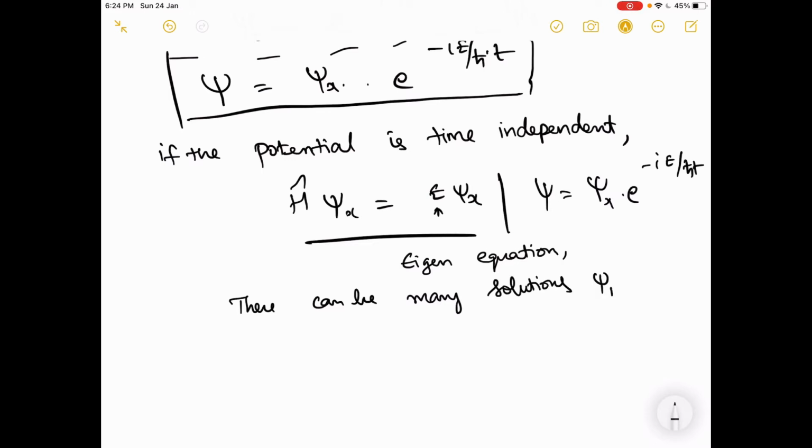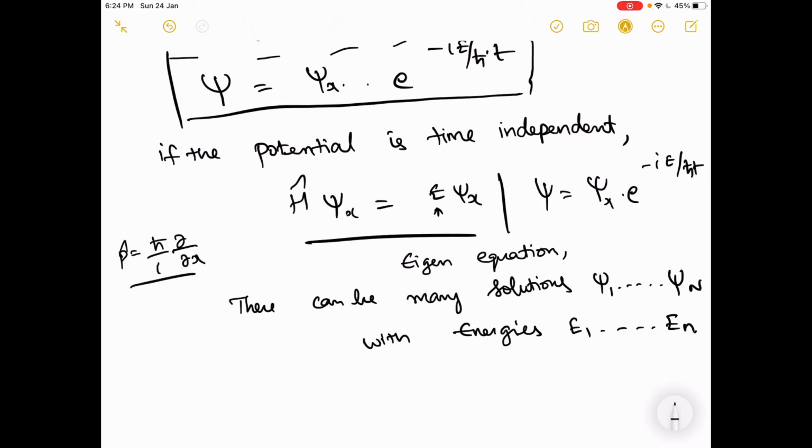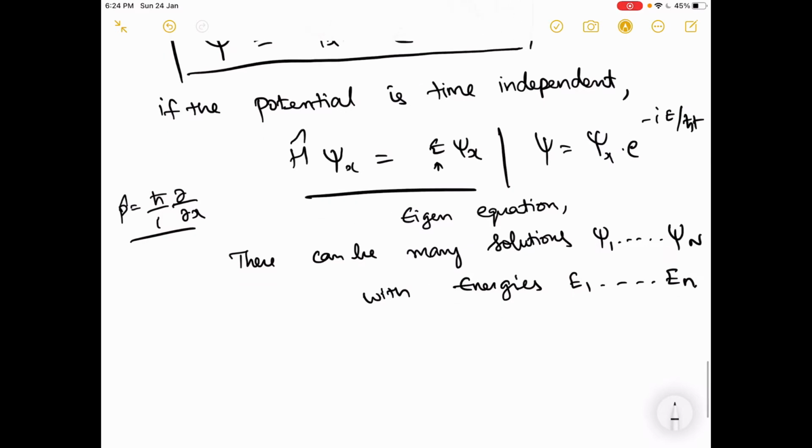Such that psi 1 so on till psi n, with energies E1 so on till En. This is very similar to how we saw the solutions of the momentum operator, right? In our previous class, we defined P as h bar by i dou by dou x, and we know that if this is true, then the solutions are plane wave based solutions, and you have each solution as an independent energy and such, right? This is the same fashion.